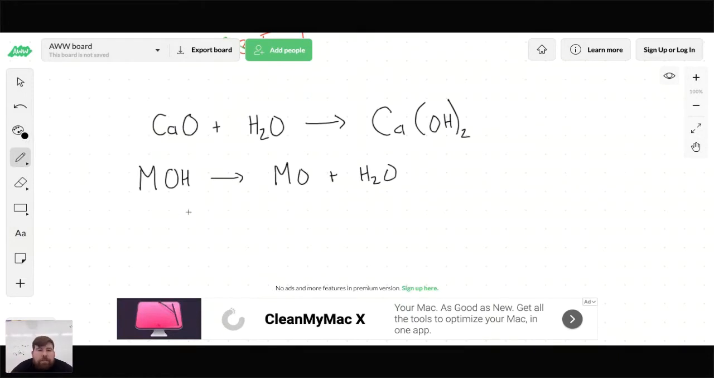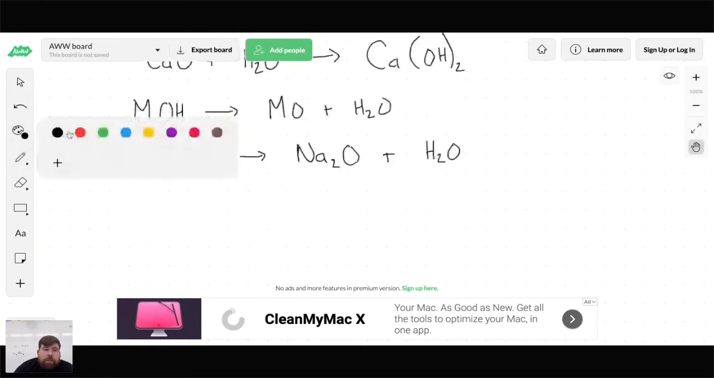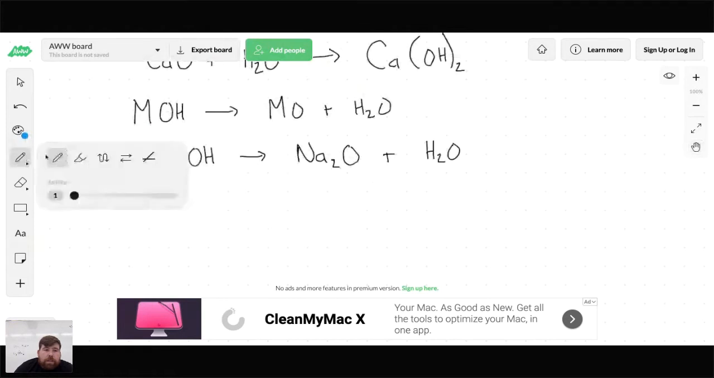So for example, if I had NaOH, this will decompose into the metal oxide. The metal oxide would be sodium and oxygen, and because sodium has a +1 charge and oxygen has a -2 charge, this would be Na2O and water, H2O. In order to balance this, you just put a 2 coefficient in the front there. So that's the first one. That's number 1. I'll put a 1 next to that so we can keep an eye on that.